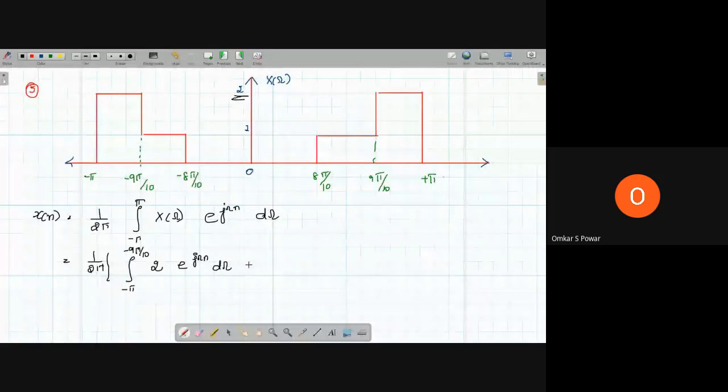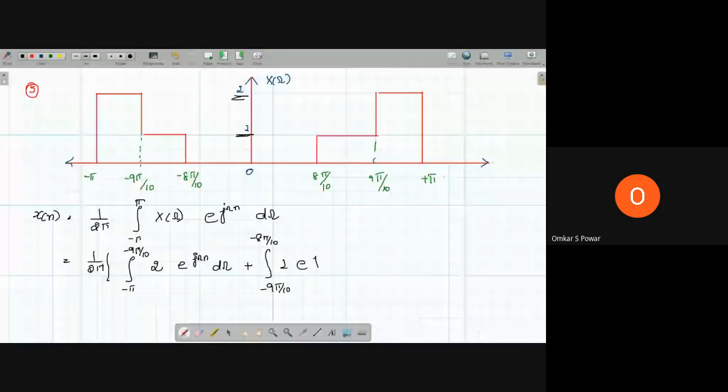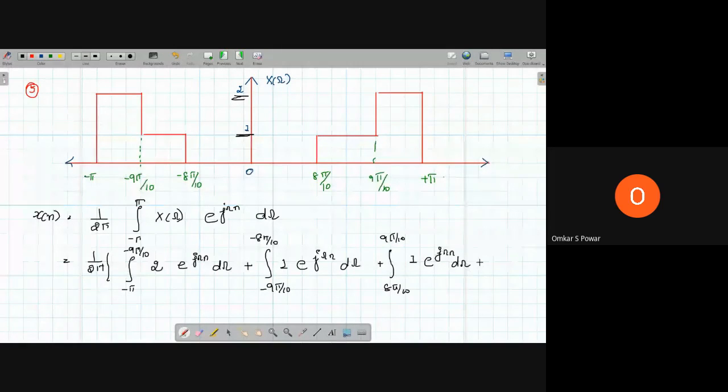Then integral minus 9 pi by 10 to minus 8 pi by 10. What is the value of X of omega? It is 1, 1 e power j omega n into d omega. Then finally integral 8 pi by 10 to 9 pi by 10. What is the value of X of omega? 1, e power j omega n into d omega. Finally integral 9 pi by 10 to pi. What is the value? 2 e power j omega n into d omega.